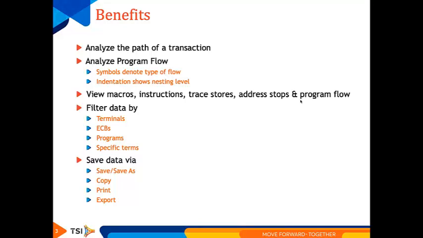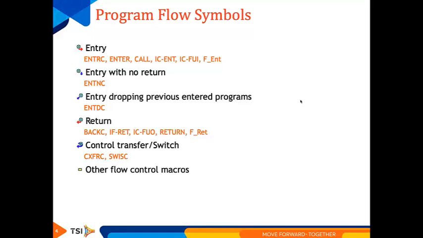You can get the data out of the Trace Output Viewer by copy and pasting, by printing, or by exporting. And as we said, you can save and save as. These are some of the symbols that are in the program flow, and the macros they represent. Macros that don't really fit into that flow are represented by just the yellow rectangle there, macros that don't change the flow, but just exist within it.